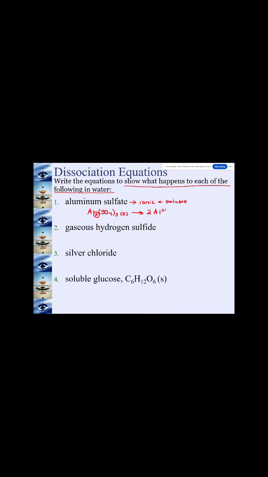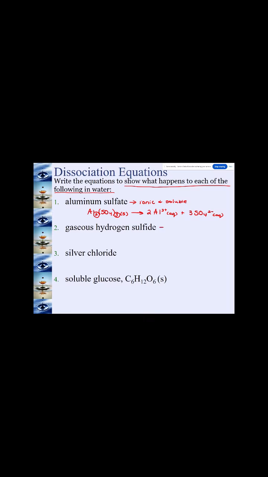I show them as ions by writing their ion charge as a superscript, and they are now dissolved in water, so they are aqueous, and I have three sulfate ions. Sulfate ions have a charge of 2 negative, and again, they are aqueous. So when they are ionic and soluble, they dissociate into ions.